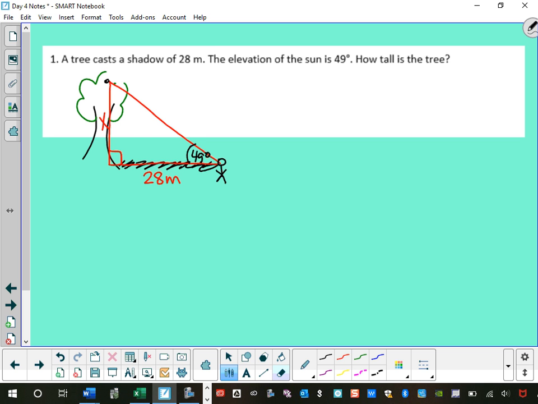Alright, so how tall is the tree? Let's take a look. This is the angle I want to use. 28 and X. Which one is opposite? Which one is adjacent? So the X is opposite, right? Which trig function do I need for opposite and adjacent? So we have tan of what angle? 49, that's the angle I circled, is equal to the opposite, which is X, over adjacent, which is 28.